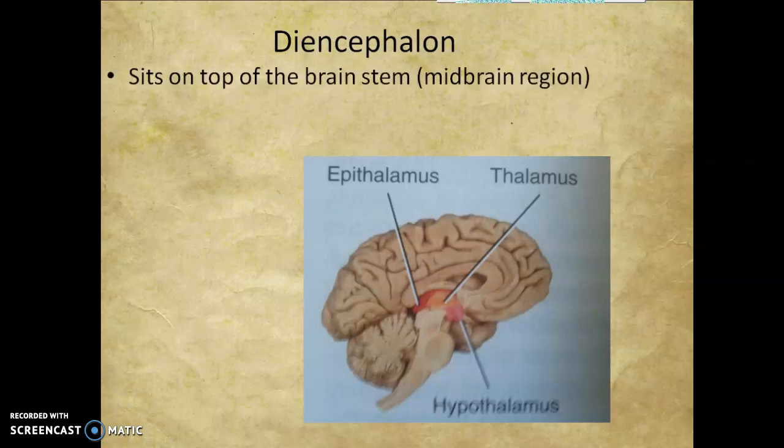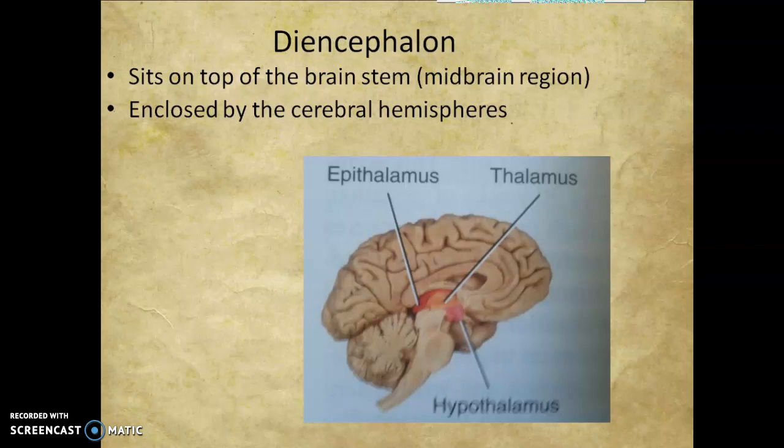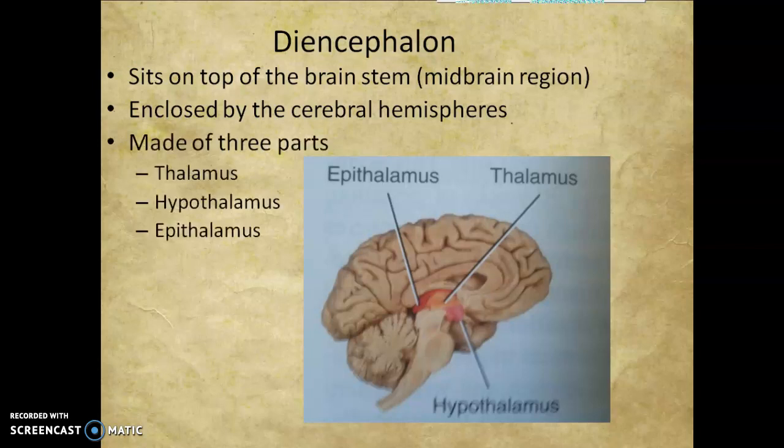We're going to continue on with this next lesson looking at the diencephalon. As we talked about in our last lesson, the diencephalon is right in the middle of the brain, so it is not something that you can see from the outside. You would have to cut into the brain to see this region. There are three parts to your diencephalon: your thalamus, your hypothalamus, and your epithalamus.